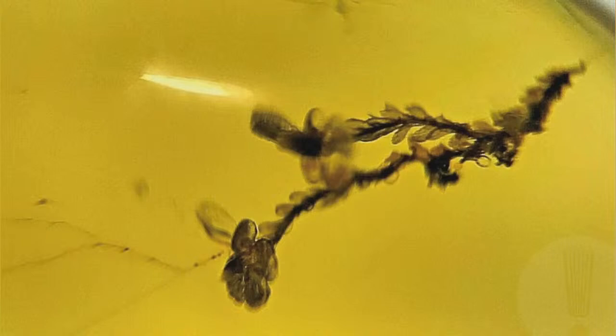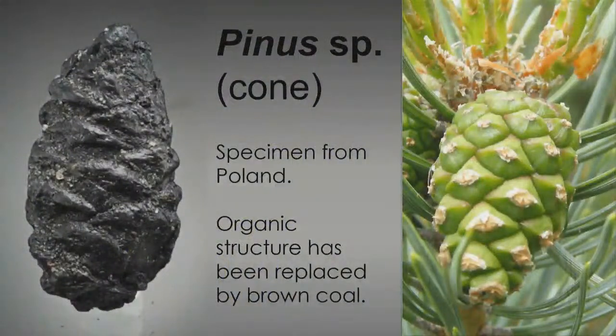So I have one specimen of Dominican amber, and here's a little close-up view of the little plant part that's in there. Some unknown species. Here's a specimen of a pine cone from the Miocene from Poland. The organic structures were then replaced by brown coal.